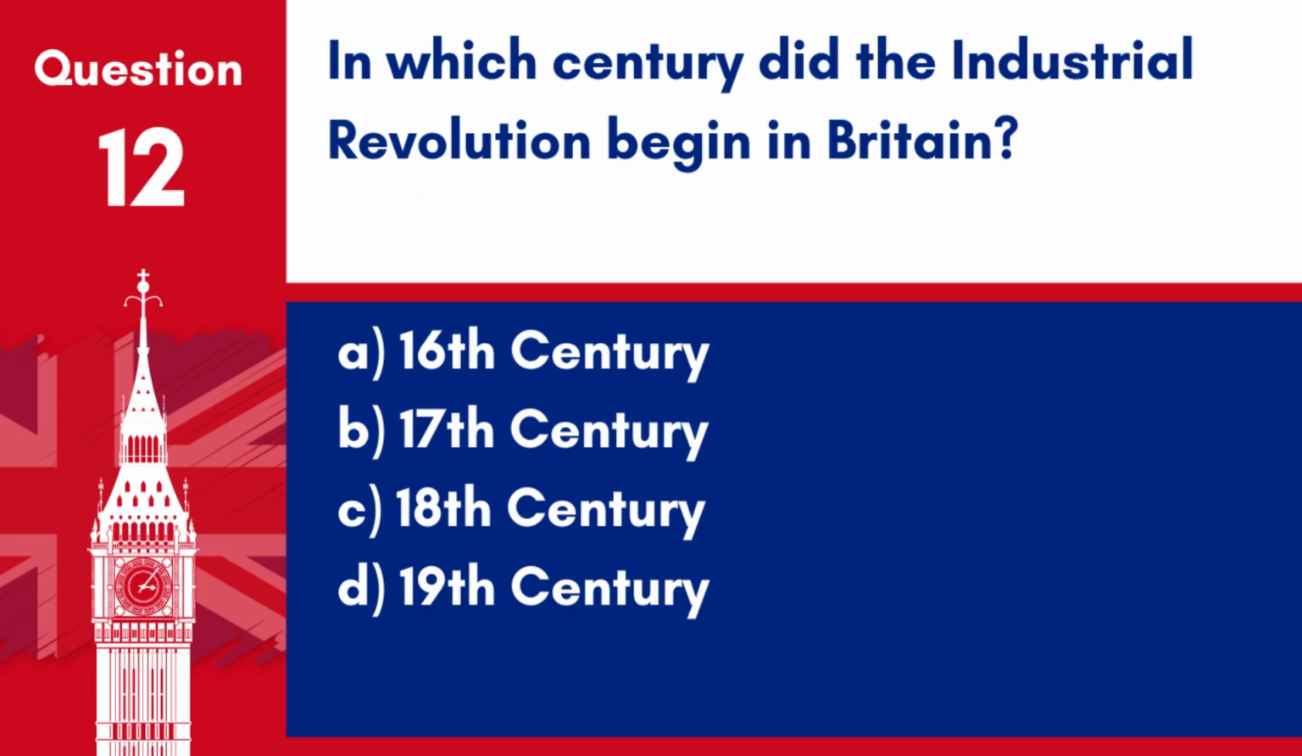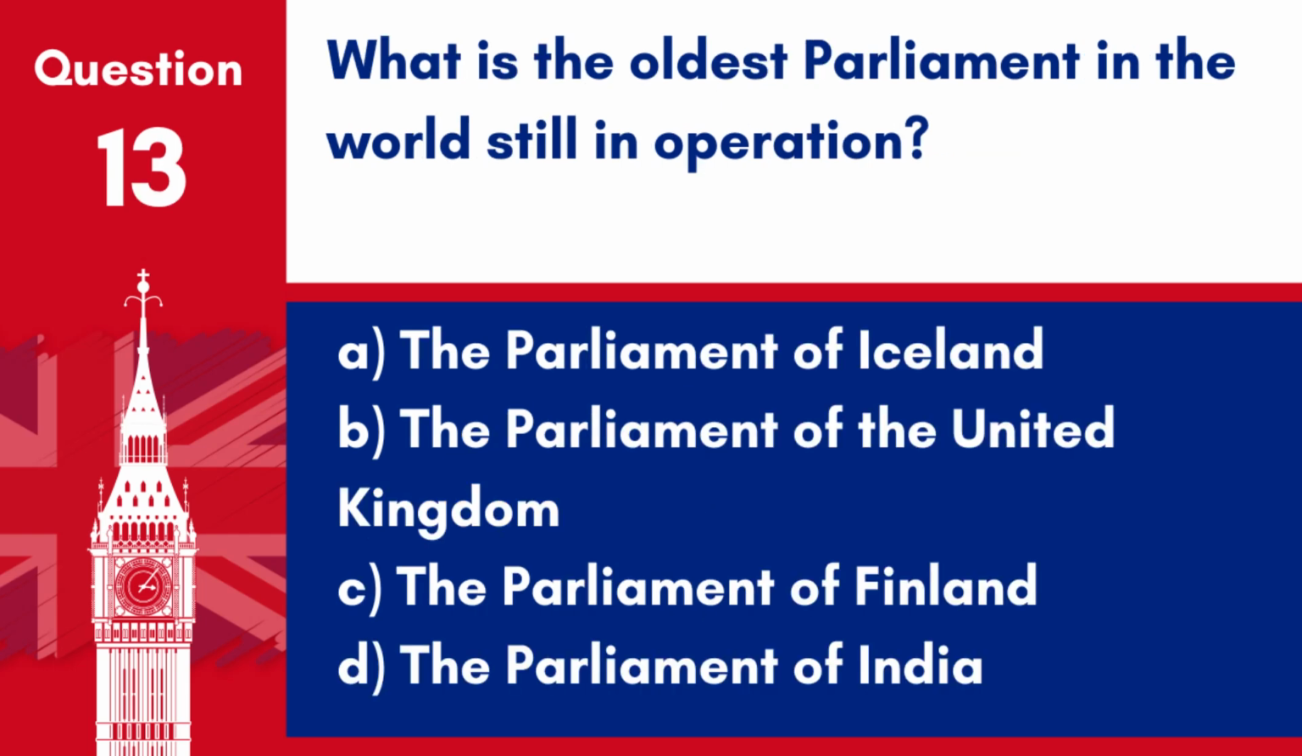Question 12. In which century did the Industrial Revolution begin in Britain? A. 16th century. B. 17th century. C. 18th century. D. 19th century. Answer: C. 18th century. The Industrial Revolution began in Britain in the 18th century, leading to major changes in agriculture, manufacturing, and transportation.